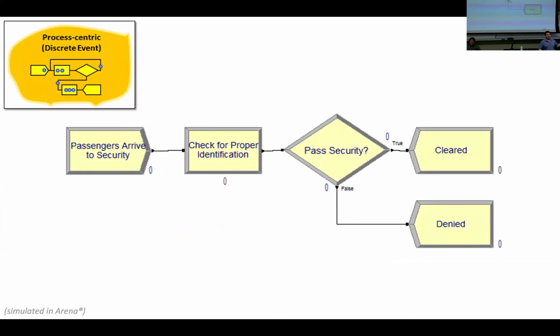This is what some of our simplest models look like, like those you'll start building in, say, Lab 5. Process flows like this. Passengers arrive to security at a particular rate. It takes a certain amount of time for their document checker, their TDC, to check their documents. Some of them pass security and go on. The rest of them maybe have to get checked again or just get asked to leave. They're denied entry.